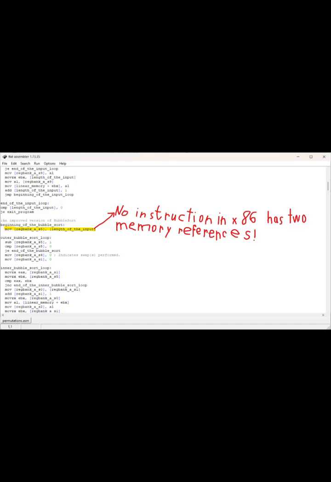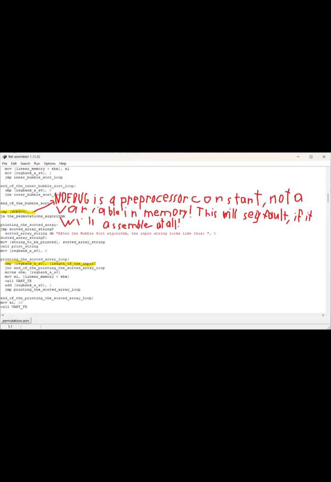For instance, it seems not to know that no instruction in x86 assembly has 2 memory references. It repeatedly outputs MOV instructions with 2 memory references, as well as some other similarly made up instructions. As well, it seems not to know the difference between a preprocessor constant and a variable in the memory, as it attempts to compare preprocessor constants using the CMP instruction.